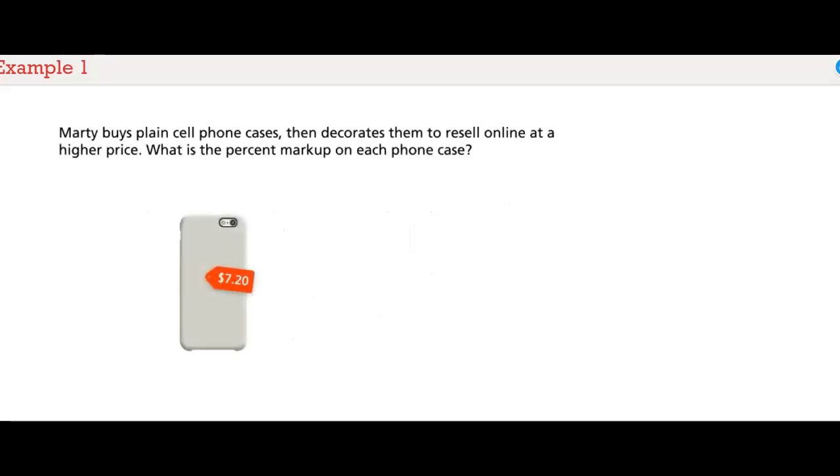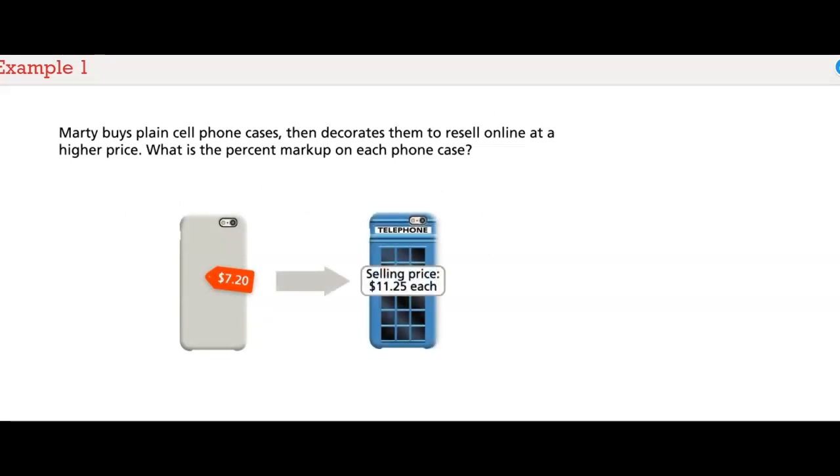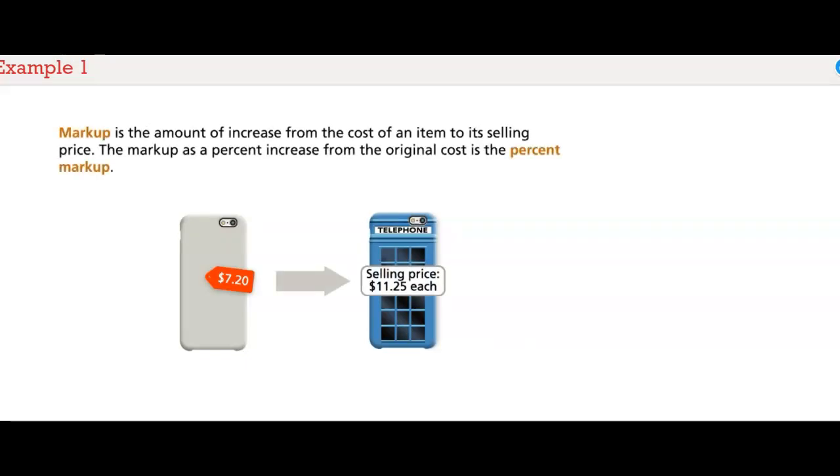Marty buys plain cell phone cases, then decorates them to resell online at a higher price. What is the percent markup on each phone case? Markup is the amount of increase from the cost of an item to its selling price. The markup as a percent increase from the original cost is the percent markup.